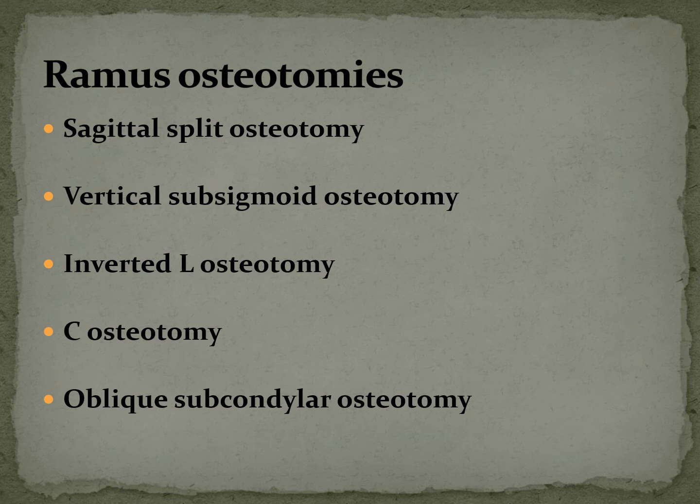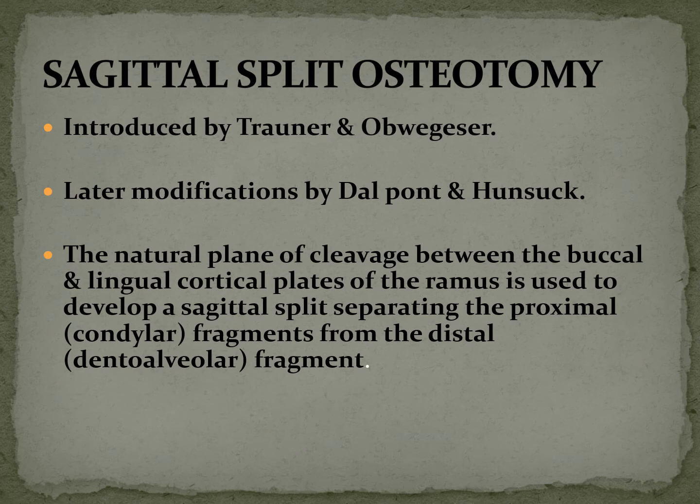Types of ramus osteotomies. First one is the bilateral sagittal split osteotomy. Then vertical segment, inverted C-shape and oblique subcondylar osteotomy. So going for the bilateral sagittal split osteotomy, first introduced by Obwegeser and Dal Pont, and later the modifications by Hunsuck and Epker.